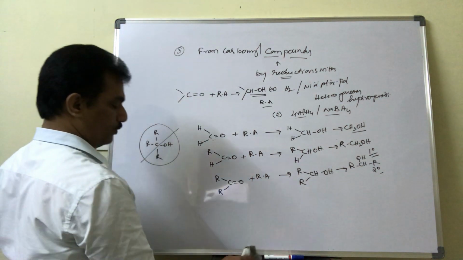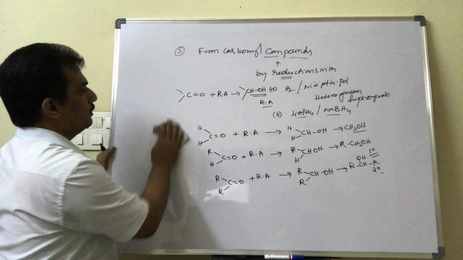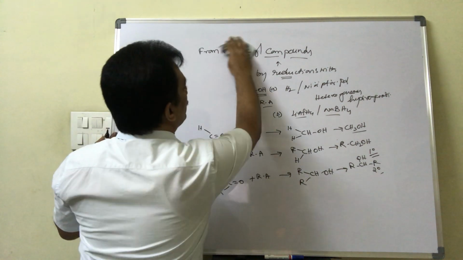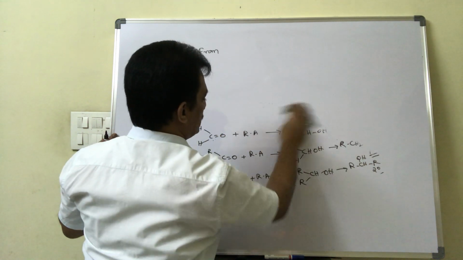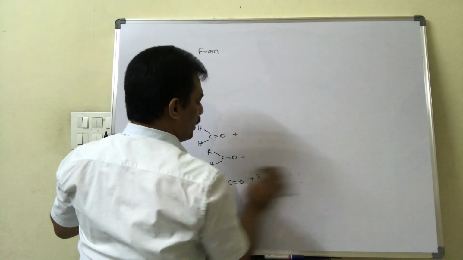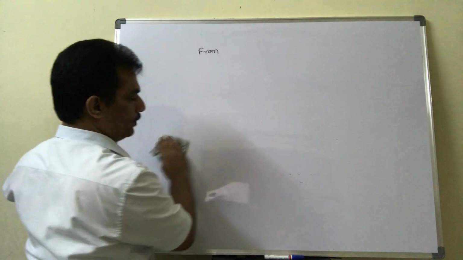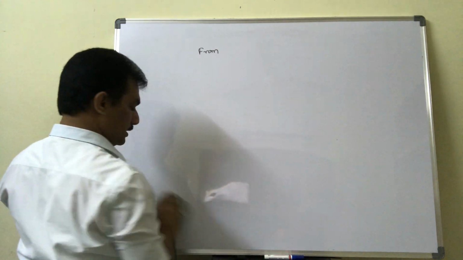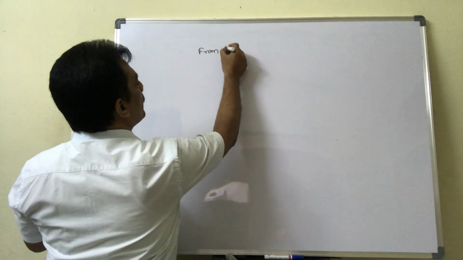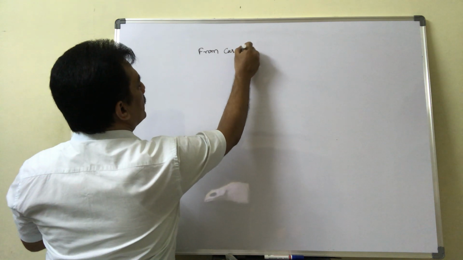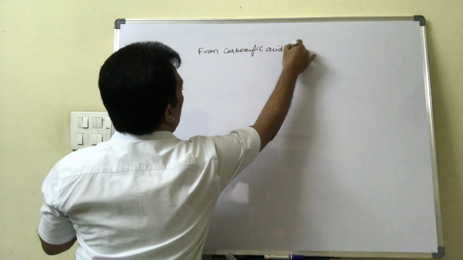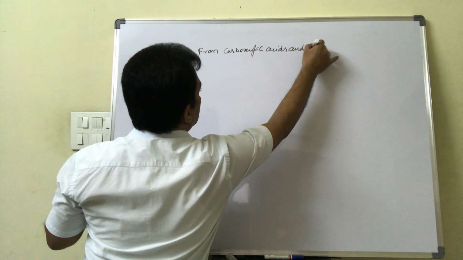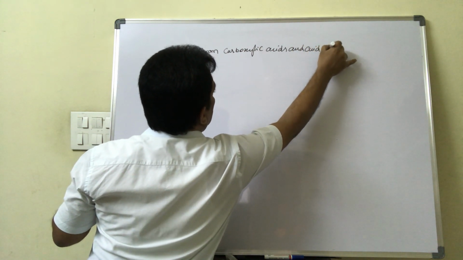Clear? And now coming to esters. Next one, from carboxylic acids and acid esters. Here also the process is reduction, and how it is happening. Let us consider from carboxylic acids and acid esters.